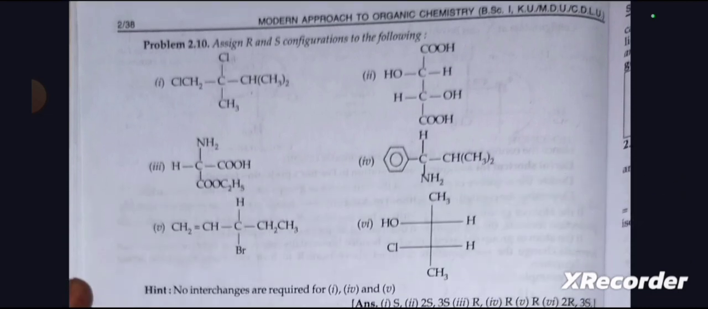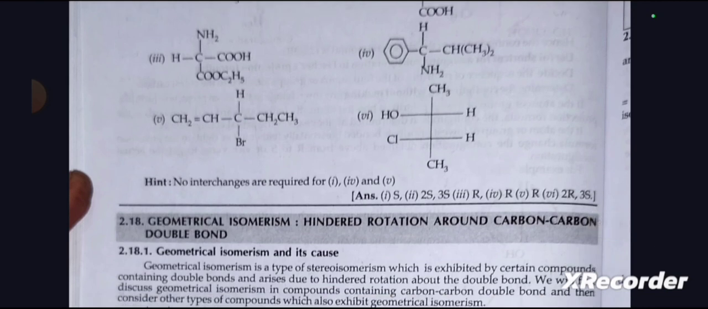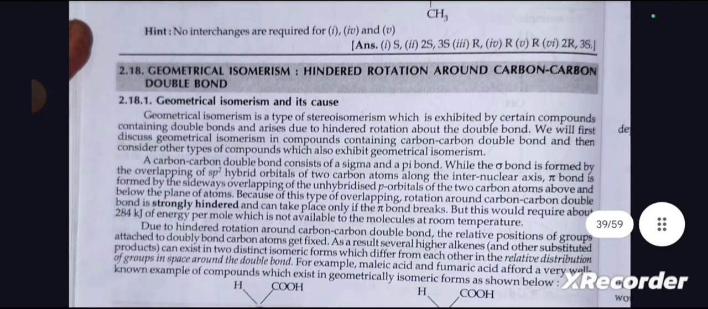Problem 2.10. Assign R and S configuration to the following. First, Cl CH2 C Cl CH3 CH CH3 twice. Second, COH CHOH CHOH COH. Third, CH NH2 COO C2H5 COH. Fourth, phenyl CHNH2 CH CH3 twice. Fifth, CH2 double bond CH CHBr CH2 CH3. Sixth, CH3 CHOH CHCl CH3. Hint: no interchanges are required for first, fourth and fifth. Answer: first S, second 2S, 3S, third R, fourth R, fifth R, sixth 2R, 3S.